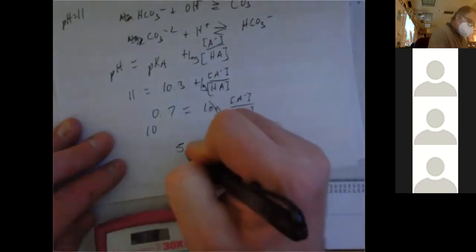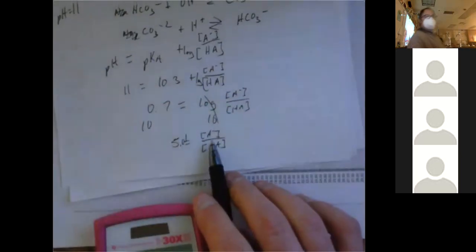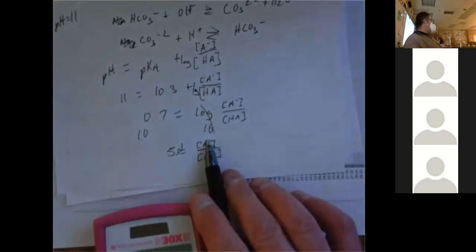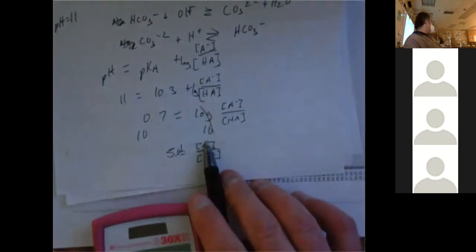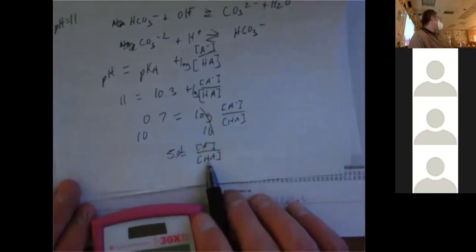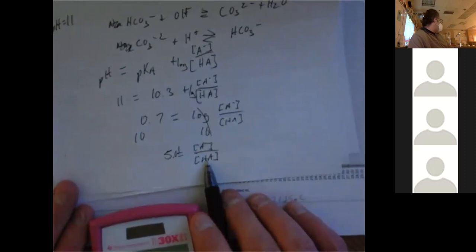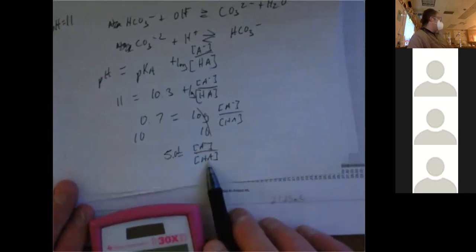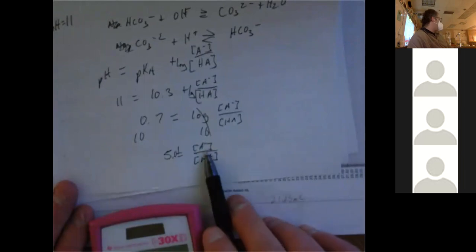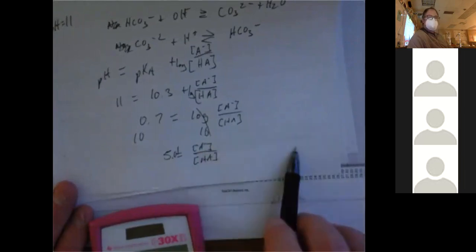5.01. So that means that we need 5.01, the concentration of A minus, to the concentration of HA. Right? So for a 1 molar solution of this, we would need the top to be 5 molar. Yes, yes?